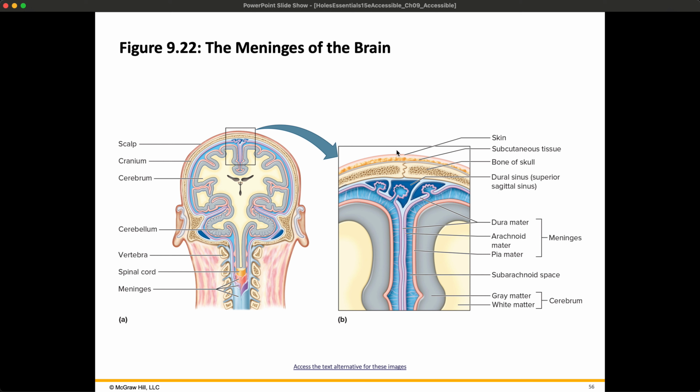So here you can see the skin, then you have subcutaneous tissue, bone of the skull right in here. You have that outer compact, that inner spongy bone. And then you have the dura mater that lines just on the outside of it. You have this arachnoid mater with this web-like structure containing your cerebrospinal fluid, and then the pia mater right here, most internal.